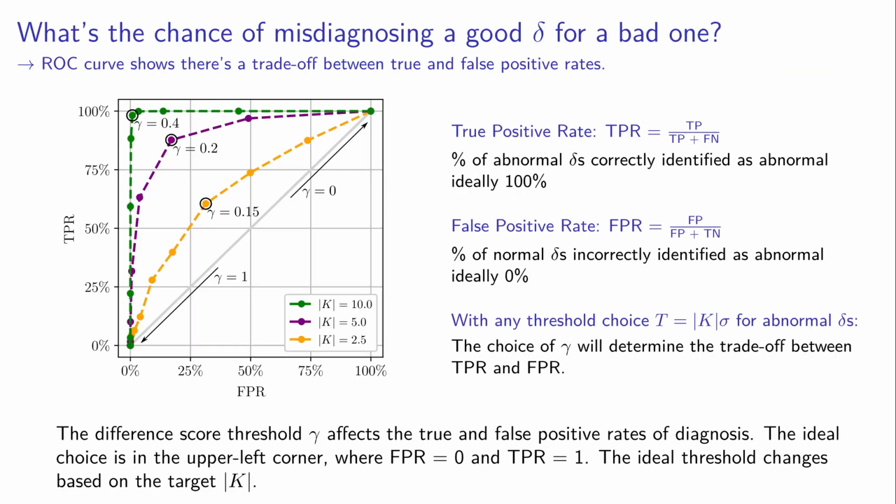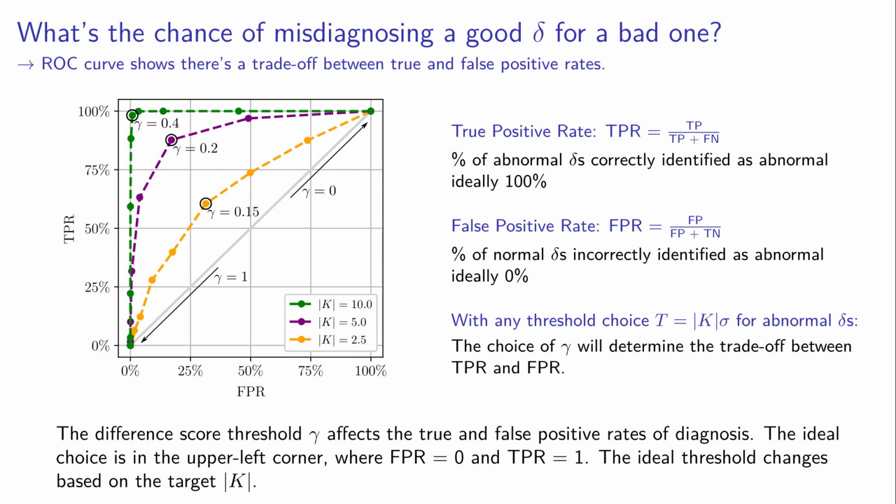This receiver operating characteristic, or ROC, curve shows the trade-off between true and false positive rates of abnormal delta diagnosis. Ideally, we want a false positive rate of 0% and a true positive rate of 100%, but we can only come close to this once the fault intensity K is high enough. The trade-off depends on the difference score diagnosis threshold gamma, which itself depends on the abnormal delta tolerance threshold T equal to K sigma chosen by the manufacturer.